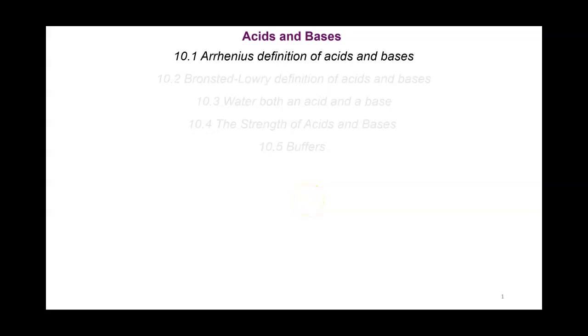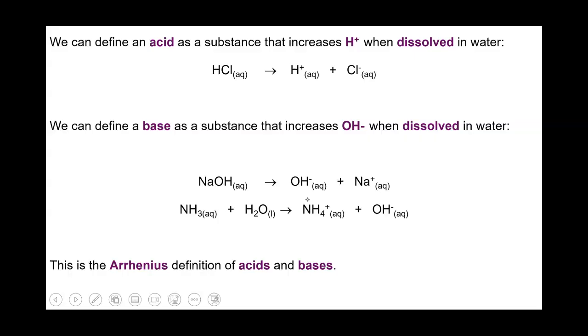In Chapter 10, we study acids and bases. We begin Chapter 10 with defining what we mean by an Arrhenius acid or base. So we could define an acid as a substance that increases hydrogen ion concentration when dissolved in water.